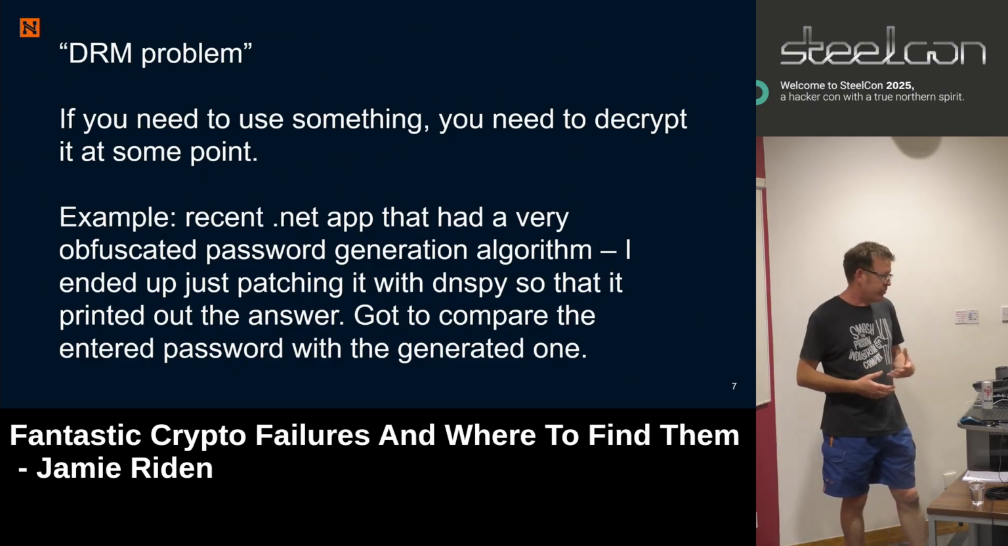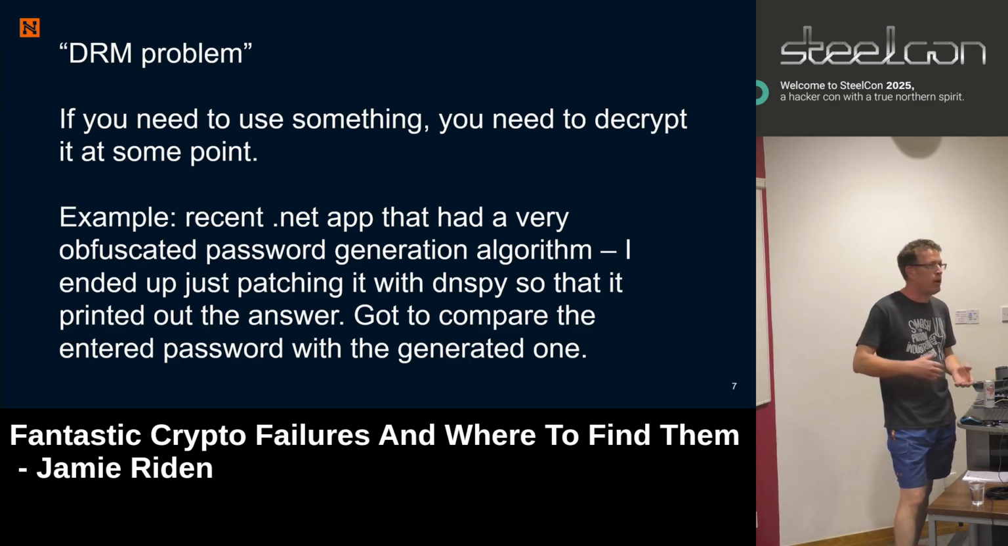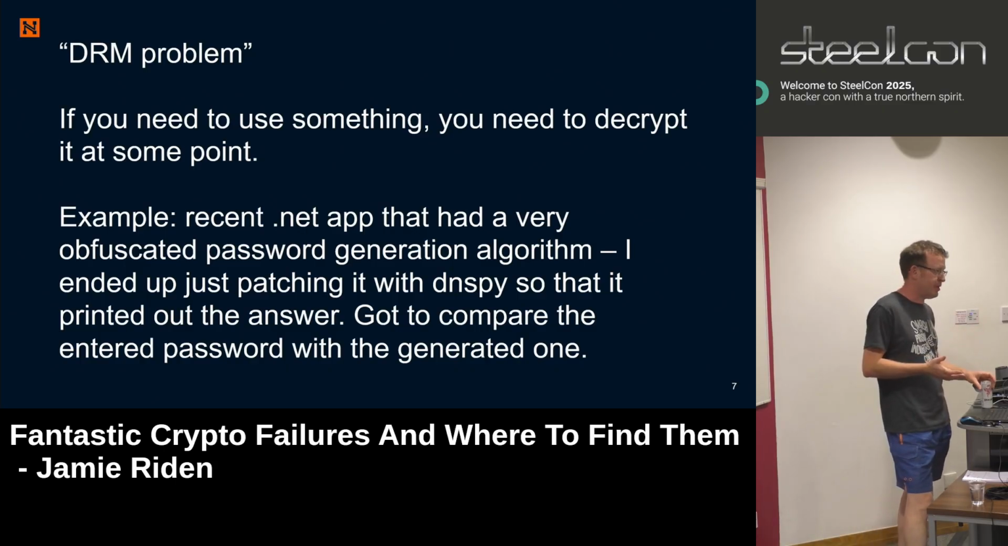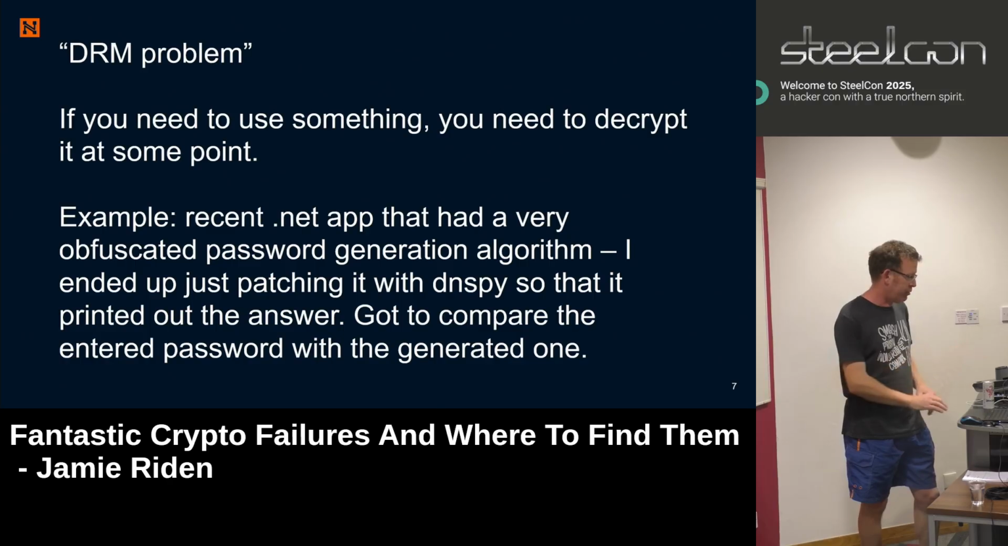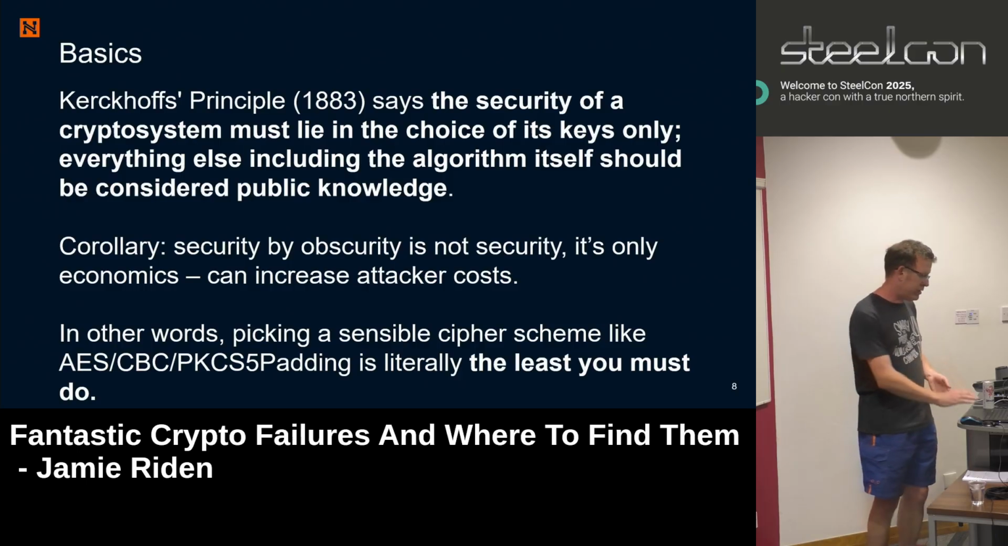So, as an example, a recent .NET app I was looking at prompted you for a password which was generated through some horrible algorithm. You could just patch the .NET code with dnSpy to print out the answer, and then just run it. It's gone to a lot of work to generate the password, but at some point it has to do an if your password equals the password I'm thinking of. At that point, you can just get it to print out. So not all of these things are entirely solvable.